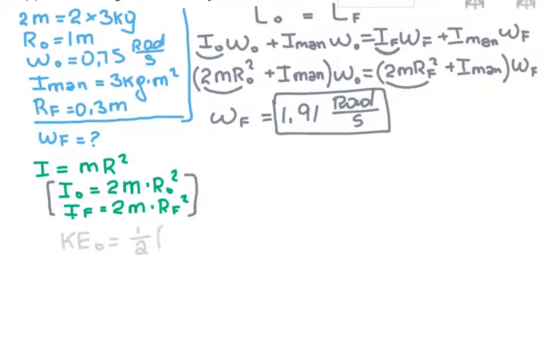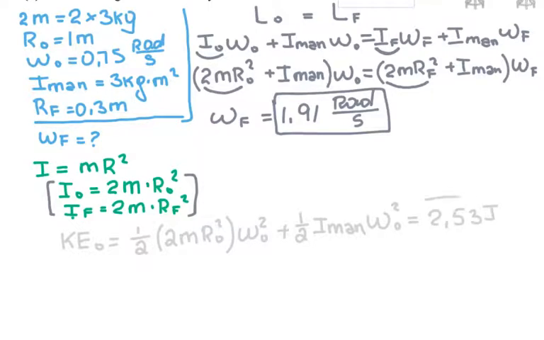rotational inertia, which is initial inertia, r sub-zero squared, times initial velocity squared, plus kinetic energy of the man, which is 1/2 inertia of the man, and initial velocity squared for the man as well, the same one. If I plug in my numbers, I'm going to get 2.53 joules. So that is my kinetic energy initial.